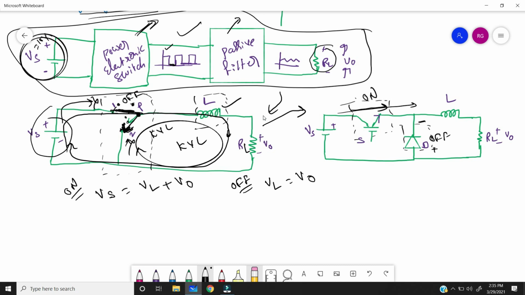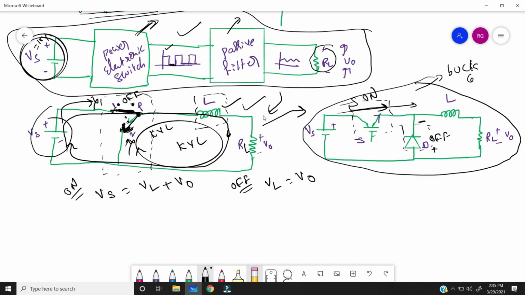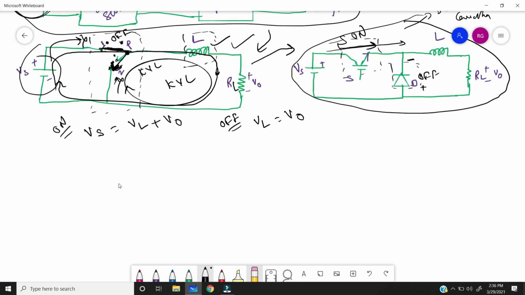That's why I'm taking here this as the switch and this as the diode. That's why I'm taking these two: one is switch S and another one is diode D. And it is connected to the same inductor and same resistance load as before. So this is our main buck circuit, the buck converter. Now let's observe these equations.